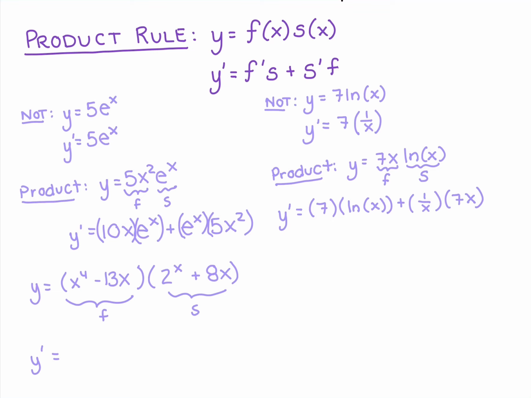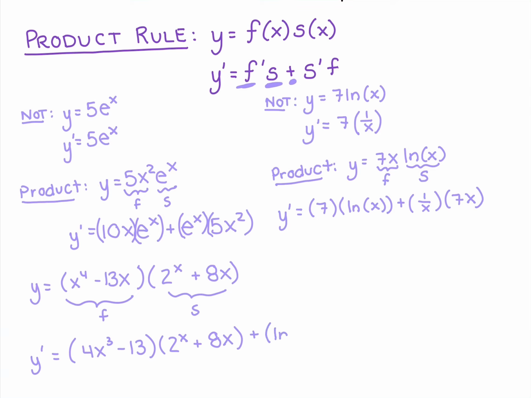Starting with the derivative of the first factor, derivative of x to the fourth is 4x cubed. Derivative of negative 13x is negative 13. There's the derivative of the first. That gets multiplied with the original second, 2 to the x plus 8x. Product has a plus. So we did the derivative of the first, original second, product is plus. Now I'm going to do the derivative of the second factor.